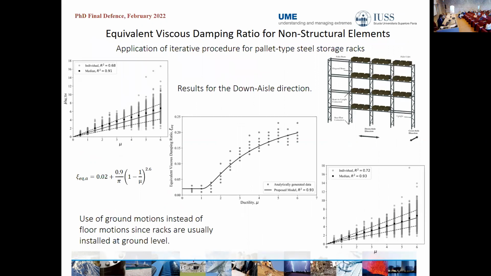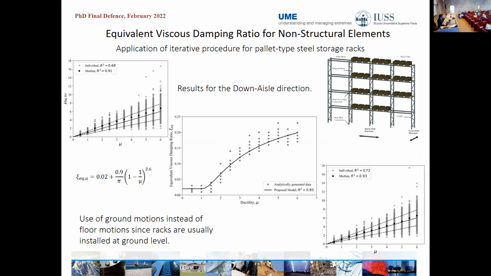We did the same procedure for the pallet type steel storage racks. Again, we did both the cross aisle and down aisle directions. Here I just present the results from the down aisle direction. So we repeat the procedure.